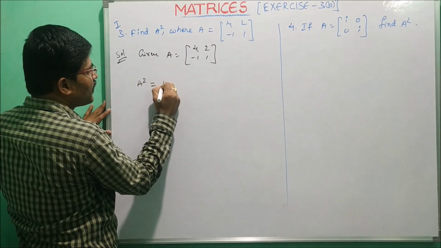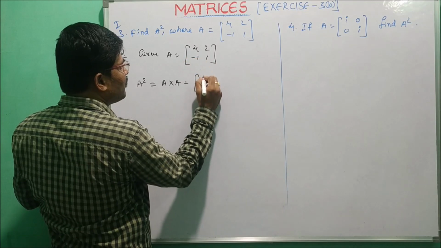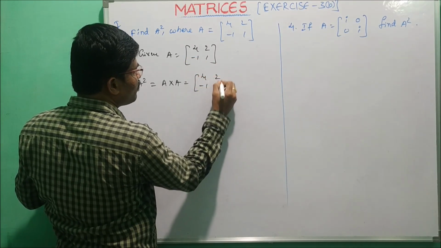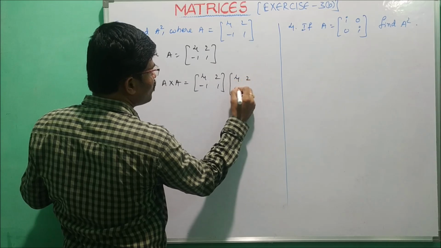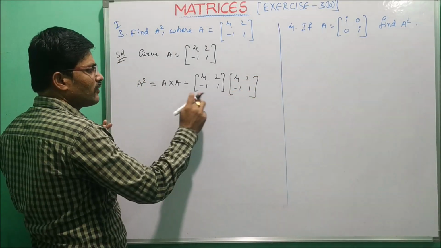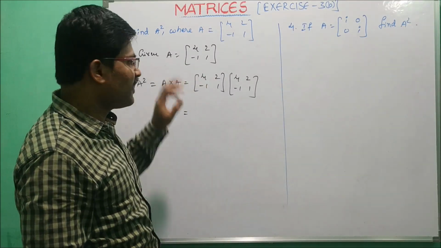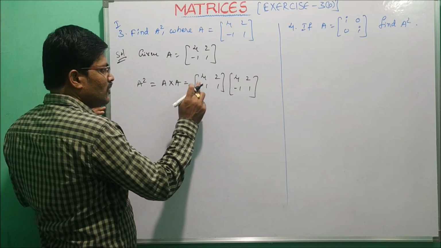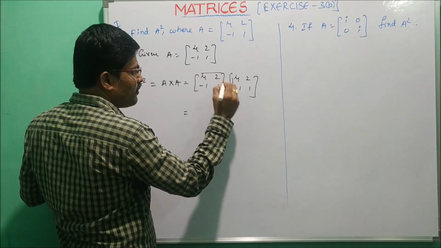Here A square can be written as A into A. Already A is given. Now we write [[4, 2], [-1, 1]], and also again we write the same matrix [[4, 2], [-1, 1]]. Clearly we have to observe these two matrices are square matrices, equal to itself, the matrix A. Now here we take first row in the first matrix and first column in the second matrix.